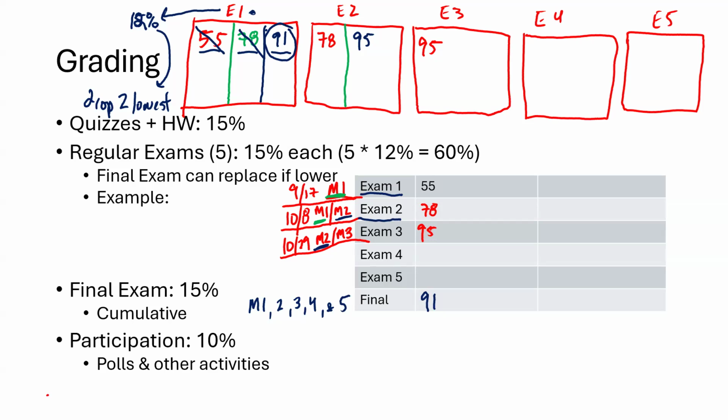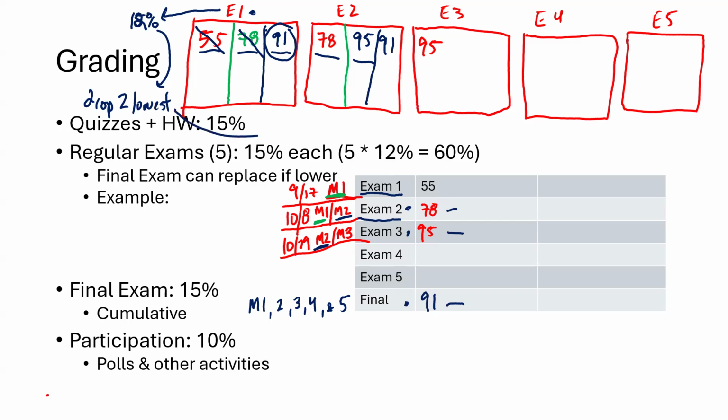The primary focus of E2 was module 2 material. Where have you seen module 2 material? Well, you saw it on exam 2, where you got a 78, and then exam 3, where you got a 95. The last place that you saw M2 was on the final where you got a 91. So you're going to have 3 grades under E2: the 78 from exam 2, the 95 from exam 3, and the final of 91.